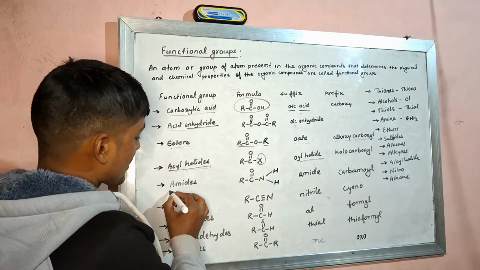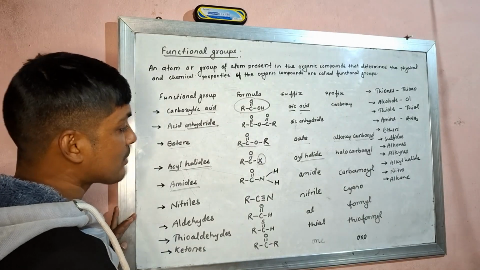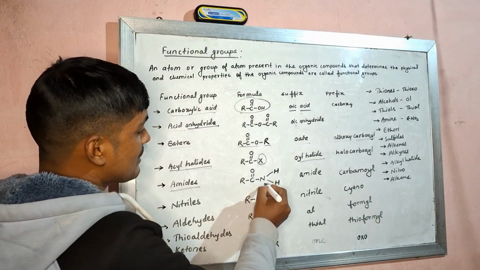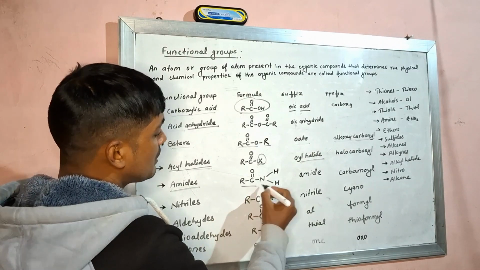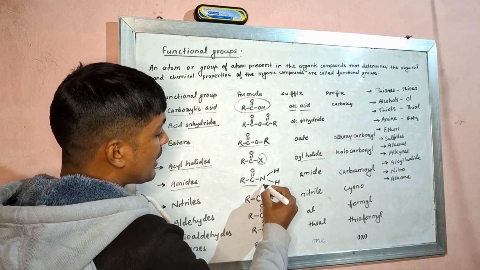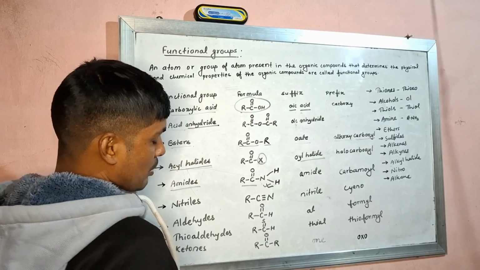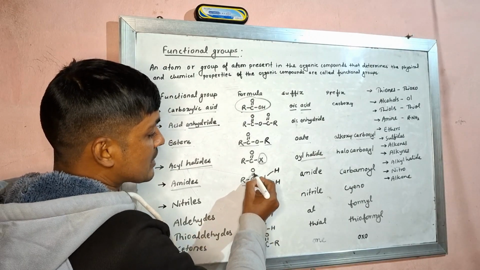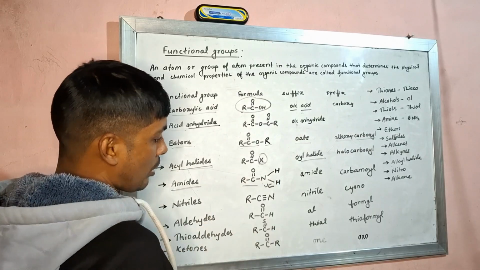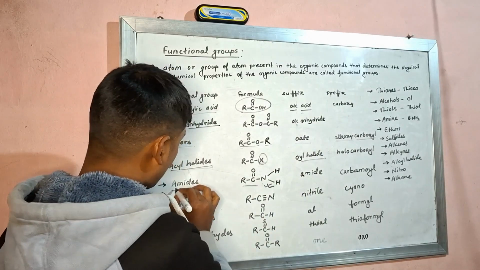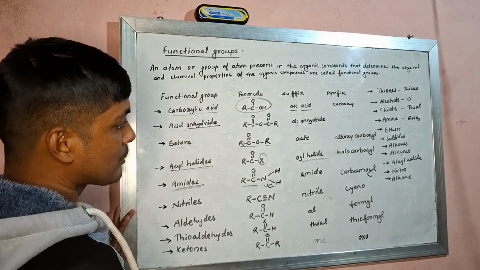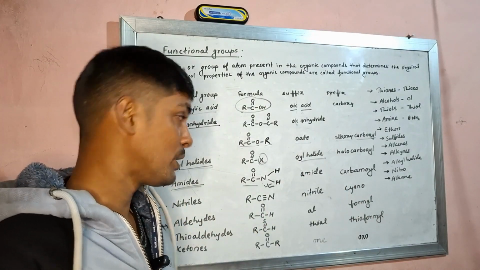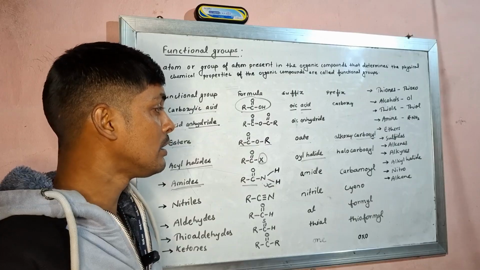Next one is amide. This amide is also an acid derivative. From the acid, the OH part is removed, and by removing the OH part, when an NH2 group is added to the carbon which is connected to the double bond oxygen, then it becomes an amide group. For the amide group, we use the suffix amide. When it comes as a prefix, then we use the word carbamoyl.